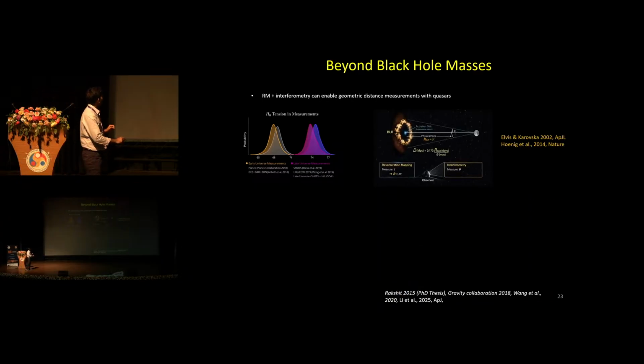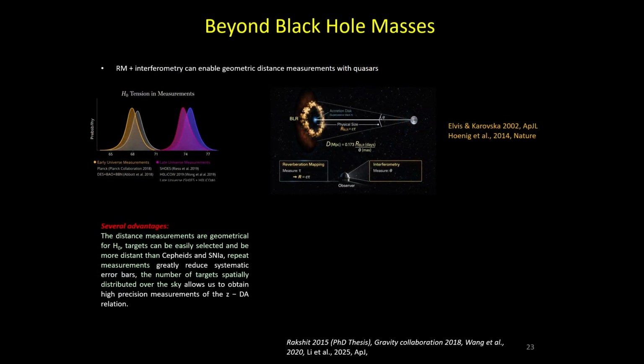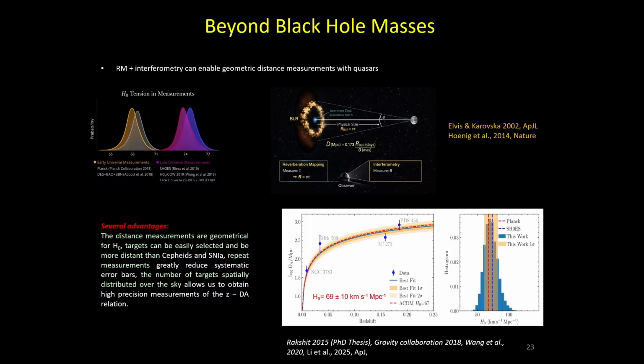So here what you see is that these two measurements, the local and the early universe and late universe measurements, are different, and we are trying to see if an independent H0 measurement can be helpful. This is the quasar parallax. You have interferometry that is giving you angular size, and the reverberation mapping is giving you the linear size, and you get the distance using this simple method.